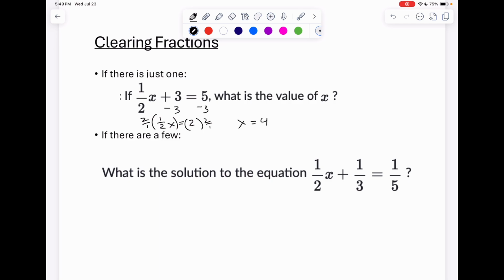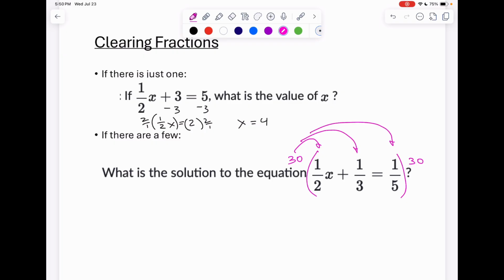Now, if there's a few, you can actually clear all of them at once by multiplying by a common denominator. So if I say, what is the solution to the equation 1/2 x plus 1/3 equals 1/5? We can multiply the entire thing by 30 because 2, 3 and 5 all go into 30. An easy way to find that number 30 is just to multiply all the denominators together. And then we can distribute it to each term.